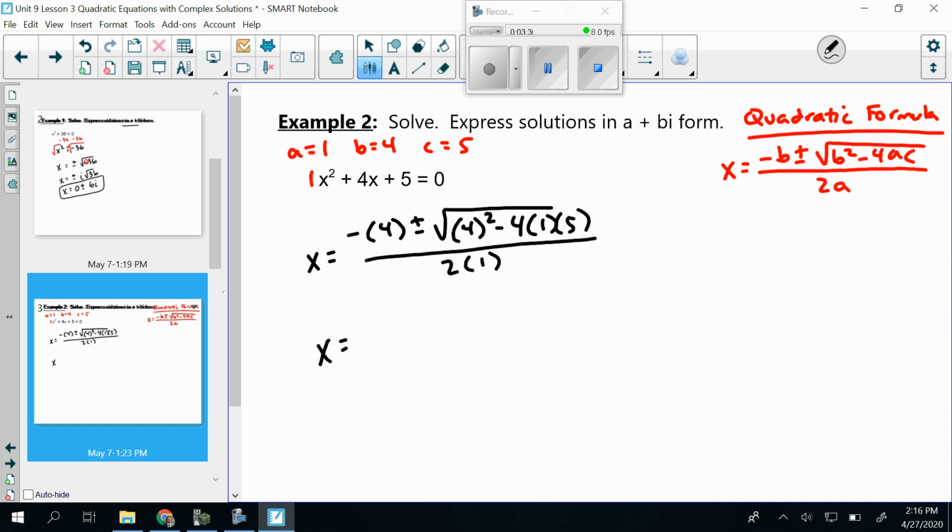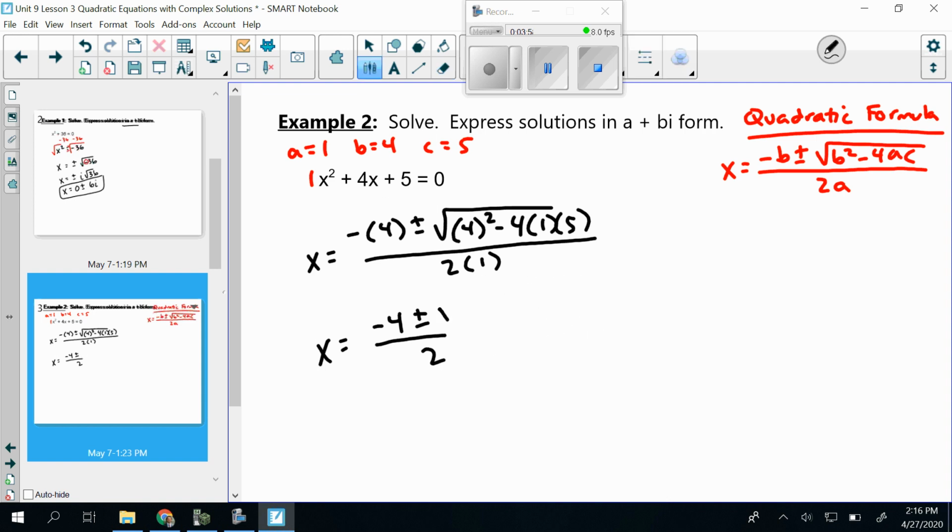The first part and the bottom are usually very easy to simplify, and here is no different. 2 times 1 is 2. We got negative 4 in front of that plus or minus symbol. What about the square root, which is called the discriminant in this? Well, 4 squared is 16 minus, if we multiply 4 times 1 and 5, that's 20. So we end up getting 16 minus 20 here, which is going to simplify all the way down to the square root of negative 4.